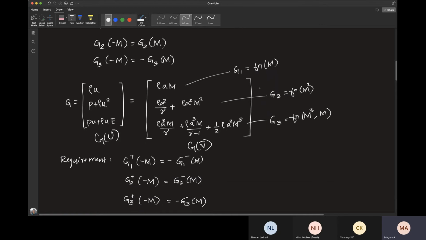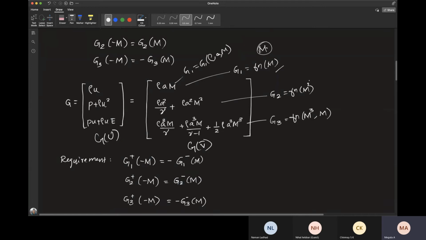So we can see that each of these elements is now a function of rho, a and M, but here I've written only in terms of M. I've not considered the dependence on rho and a; I've only considered the dependence on M. So all of these are actually functions of rho, a and M only.